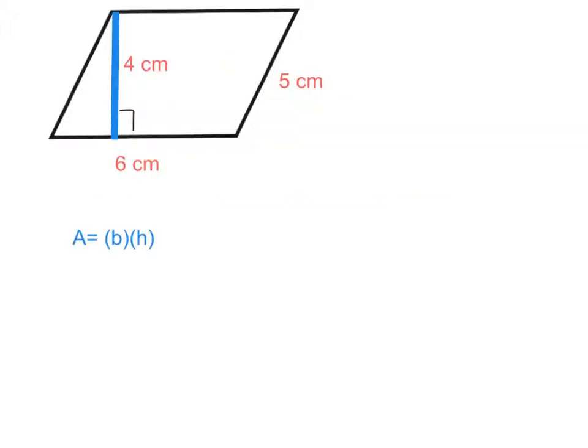The formula for the area of a parallelogram is base times height. The b represents the base, and in this figure, the base is 6 centimeters. So now we will write area equals 6, because 6 is the base, and the height of this parallelogram is 4 centimeters. So now we're going to write 4 for the height.